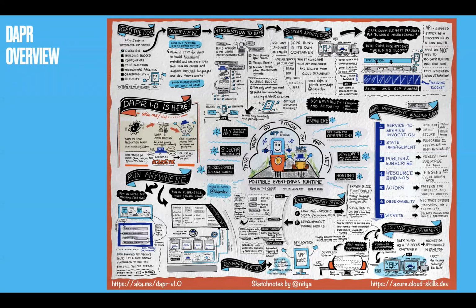Okay, so going from the start, we can see that Dapper is a portable event-driven runtime. It makes it easy for devs to build resilient, stateful, and stateless applications that run on the cloud and support diverse languages and dev frameworks. Then there is an introduction to Dapper given after that, which states that the goal is to build resilient apps using microservices.